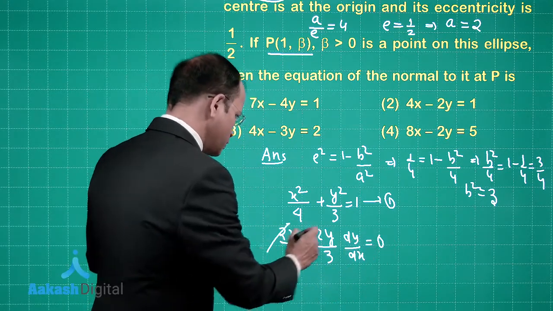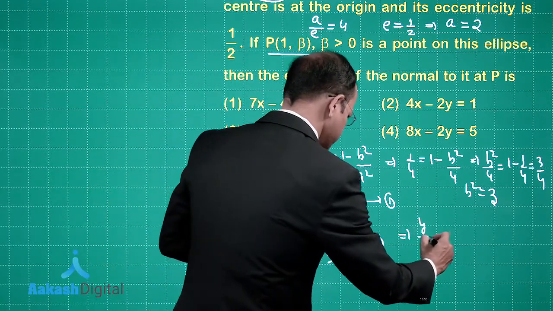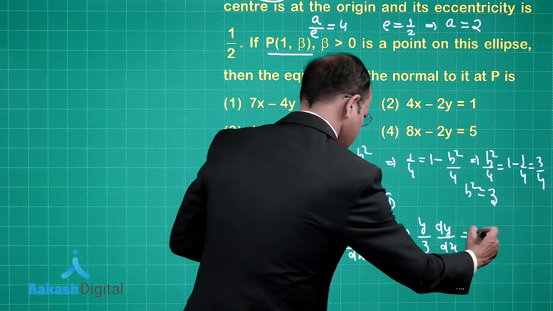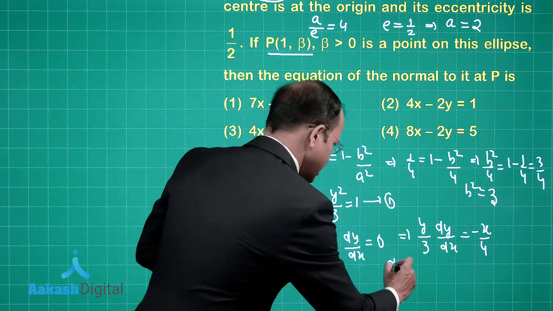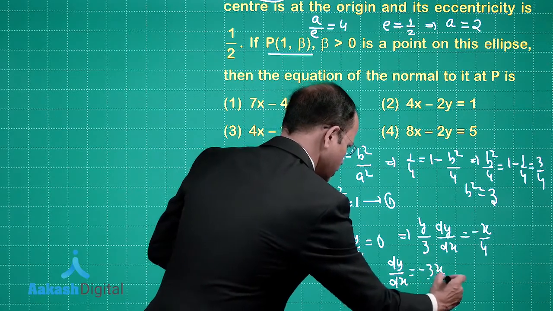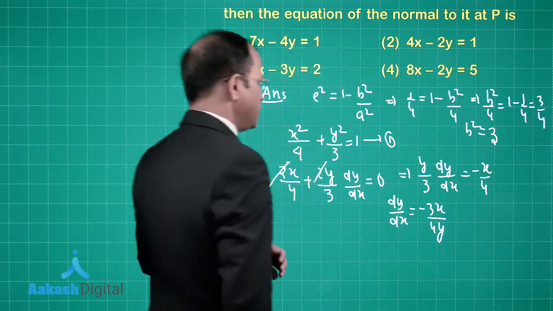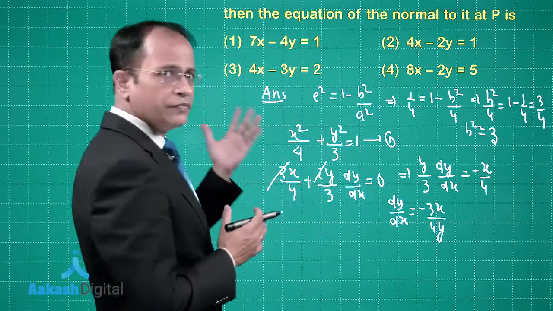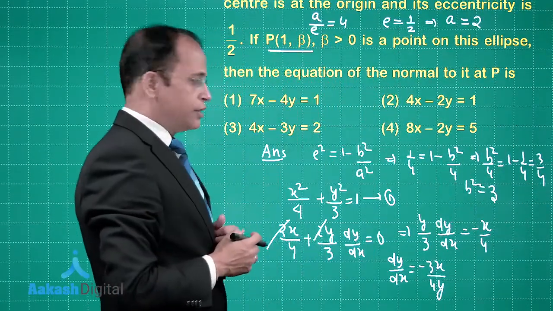So that means this 2 and this 2 cancel. So we have y by 3 times dy upon dx, which is equal to minus x by 4, right? Or we can write it as dy upon dx is equal to minus 3x upon 4y. Got it? So this is how we can write it, isn't it? Now if you see the point here, that is the point (1, beta), right? So we need to find that point. So how do you find that point?